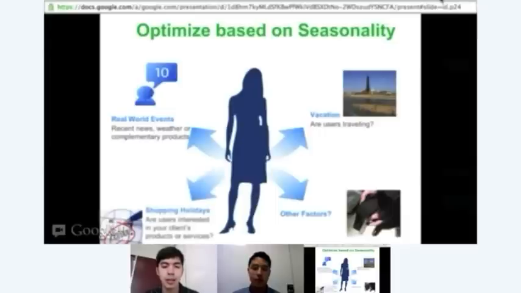Next, please. And lastly are shopping holidays. Are users interested in your client's products or services? So let's say that it's 4th of July and your product has some value for that holiday. That's something you want to consider. Maybe you should write some ads that talk about 4th of July and how your product can be used during that holiday. Clearly, seasonality offers you many different ways to adjust your AdWords campaign to perform better.